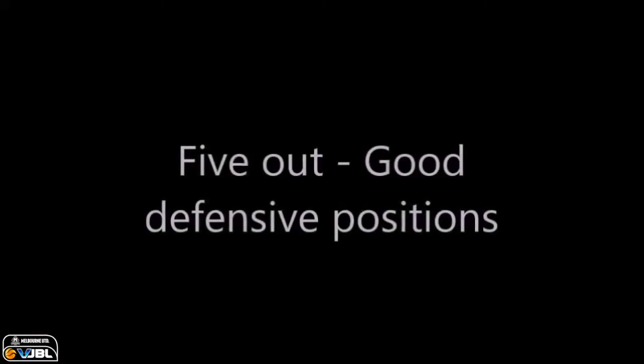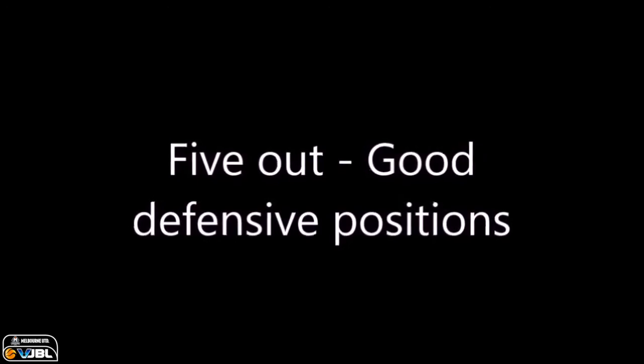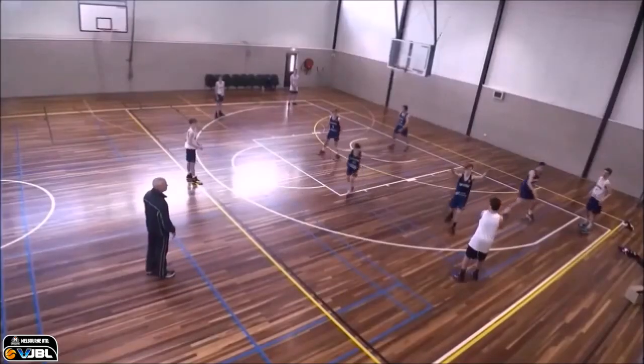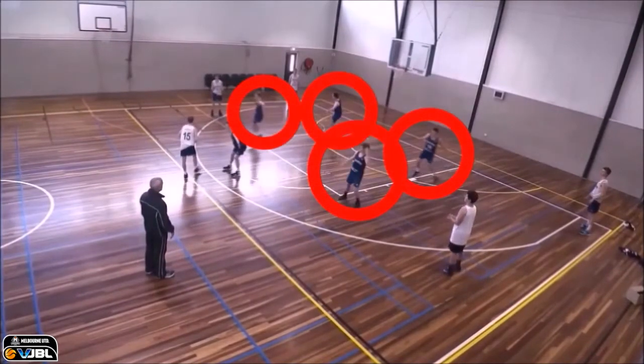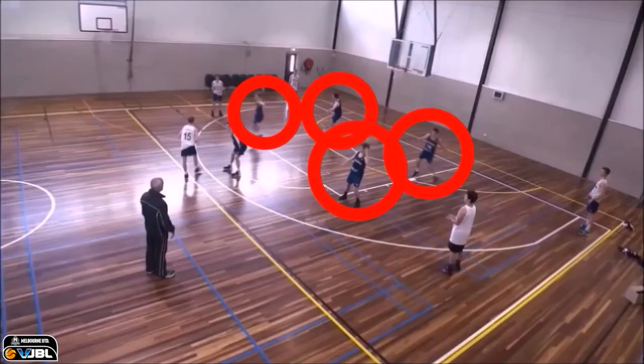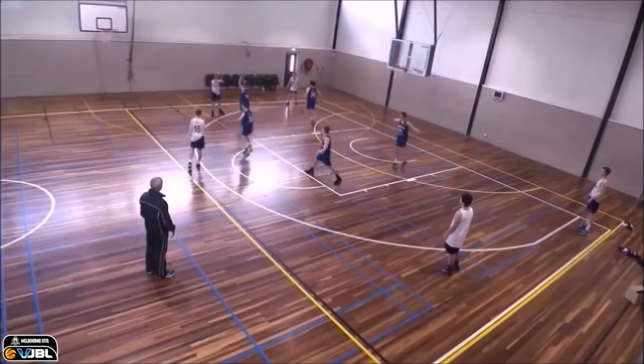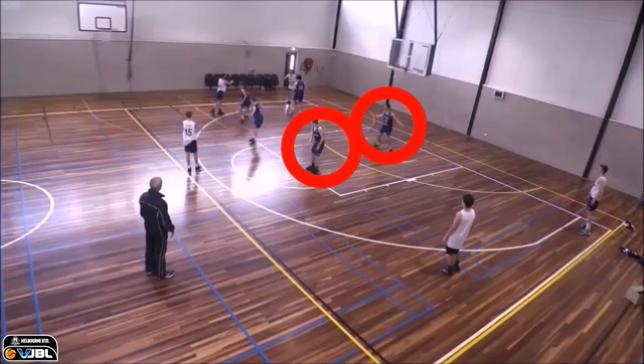What we're going to look at here is good defensive position from a 5-out alignment, just with the offensive players remaining stationary. You see as the ball's moved around the key here, when the ball is in the middle of the floor, the defending players on the right and left side are getting no further into the key than the lane line. One foot in the lane line perhaps, but no more than that.